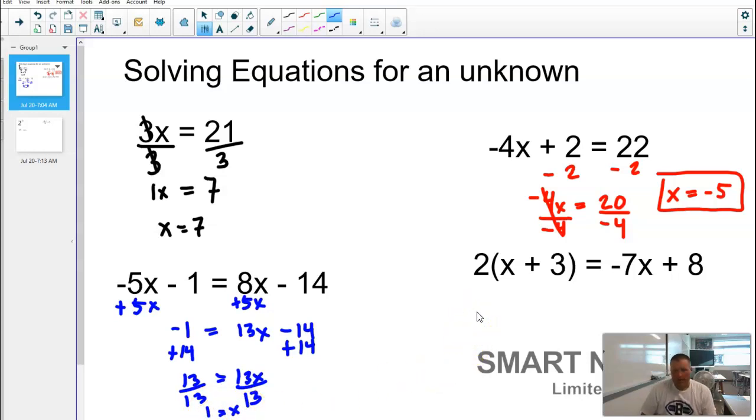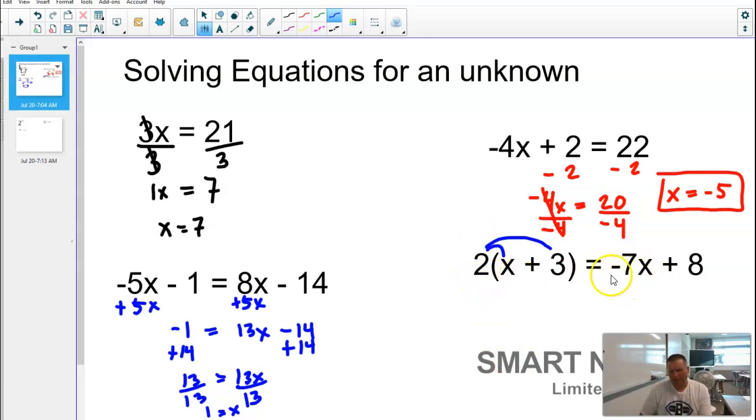Okay, some more variety with this one. This one we've got multiple x values, so we need to get them together. But before I can do that, I've got this grouping here, this parentheses here. So I actually have to distribute this 2 to start with. At least I think it's a little simpler, avoids any fractions or anything.